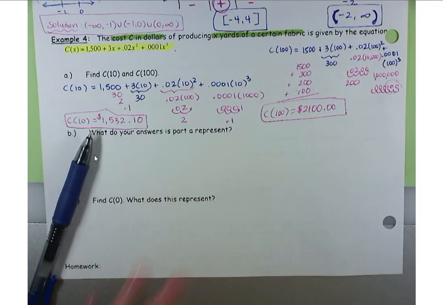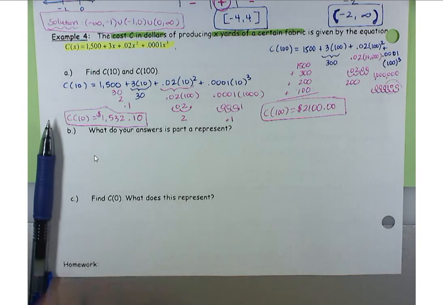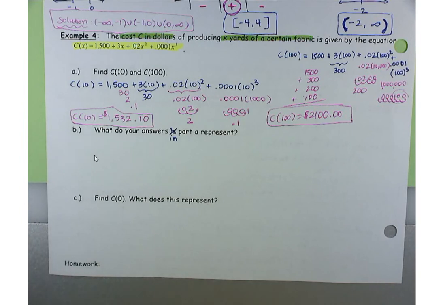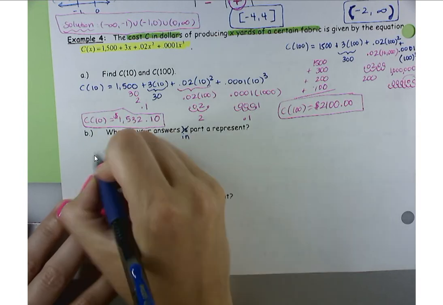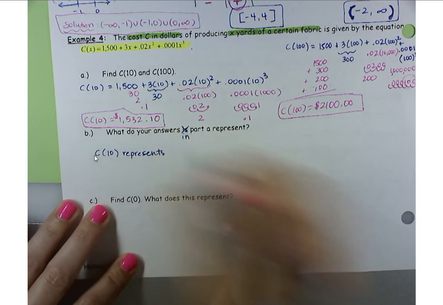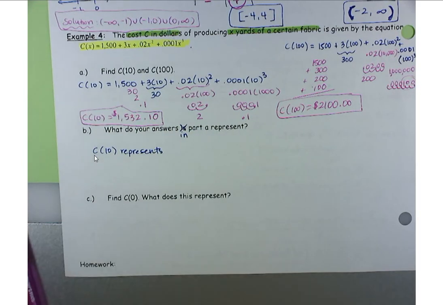Okay, and then for your second part, it says, what are your answers, and it should say in, not is, in part A represent. Okay, so I want you to think about that for a second. Okay, so what does C of 10 represent? Does anybody feel like they got it? Yeah. The cost of producing 10 yards of the fabric and 100 yards of, yeah, perfect. So C of 10 represents the cost.